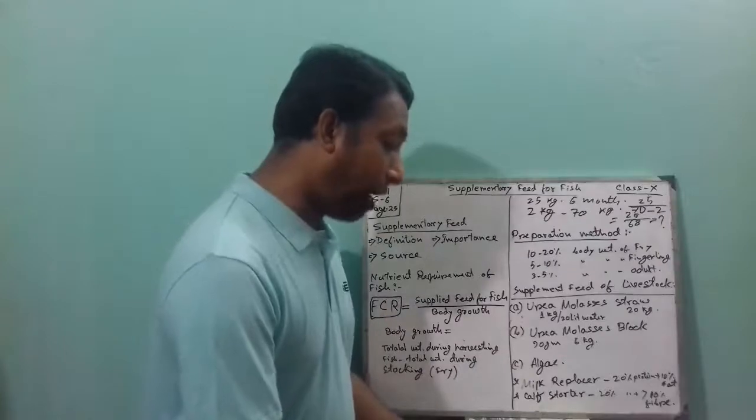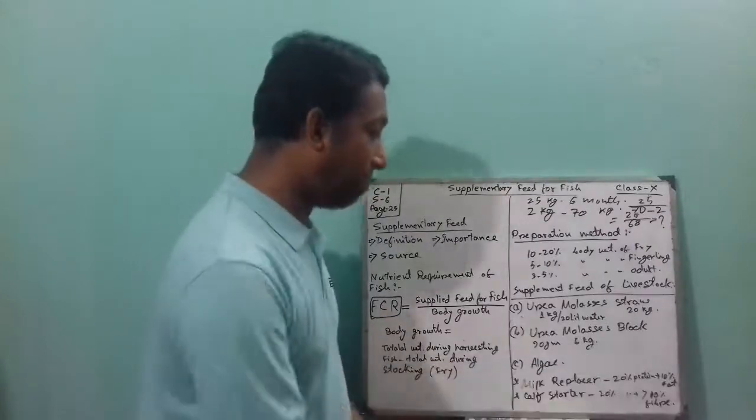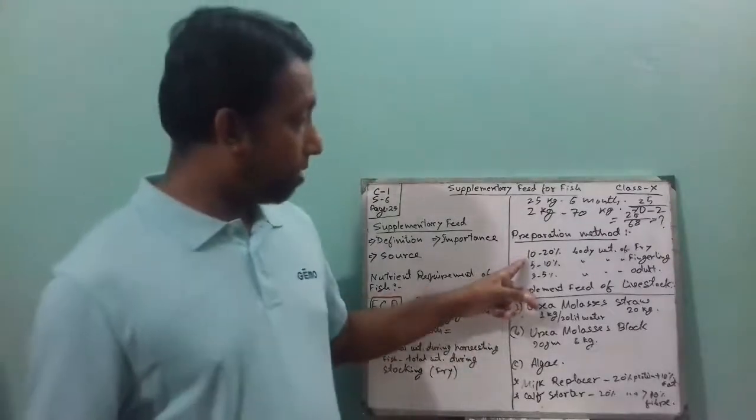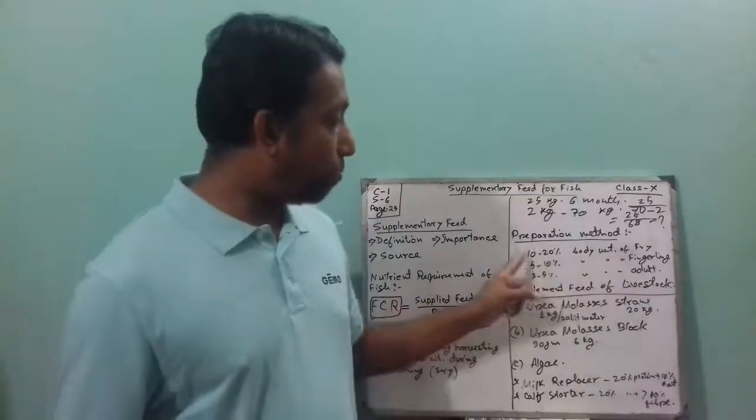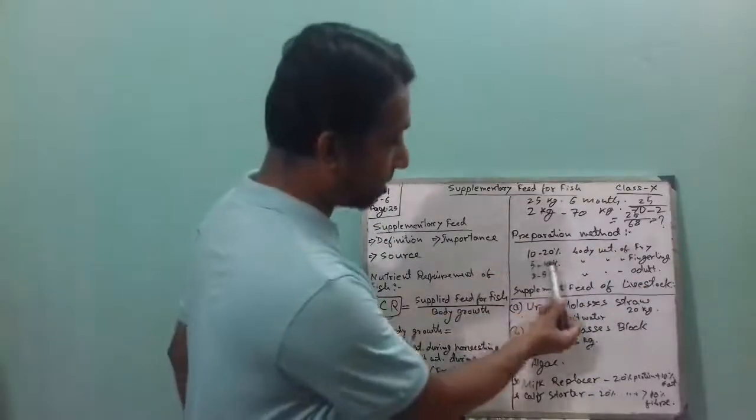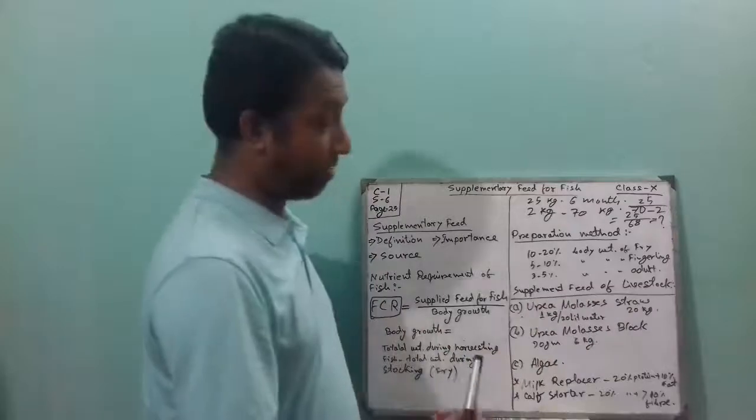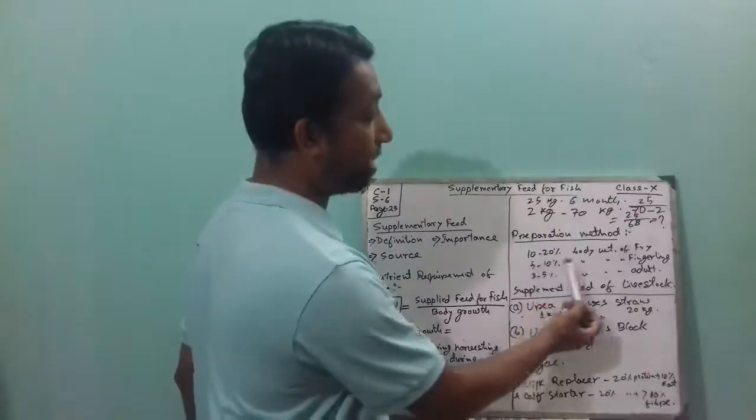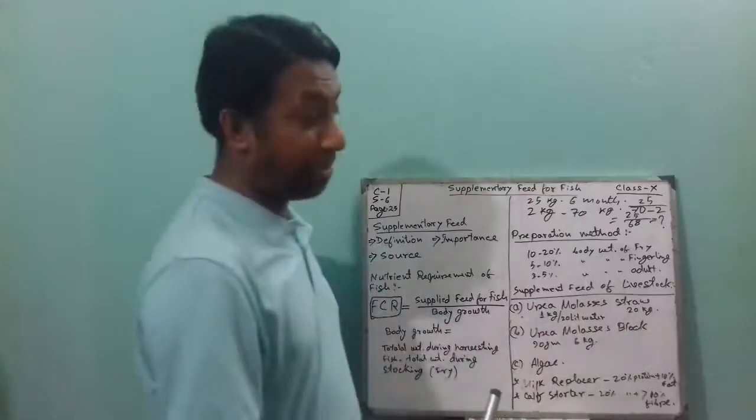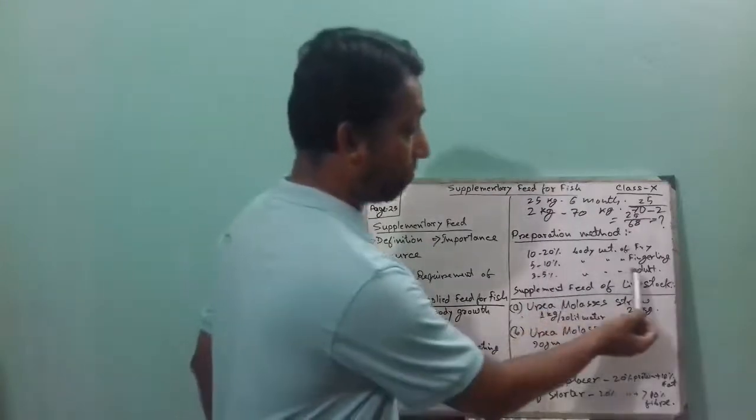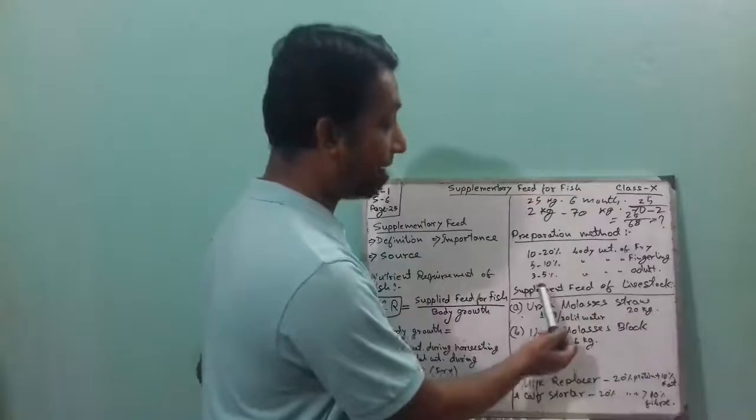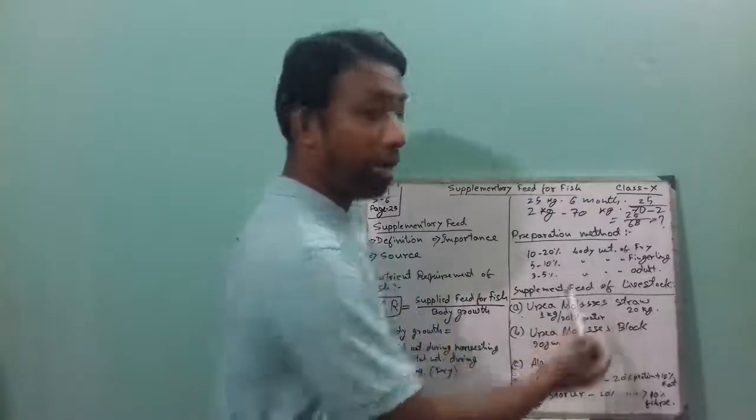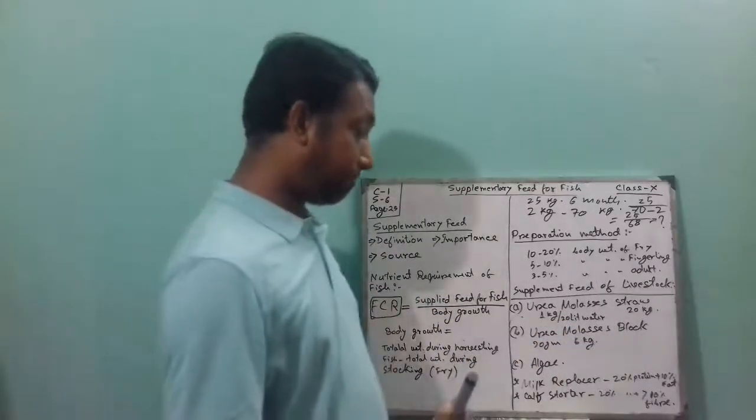And the second point is, have a look here. For fish fries, you have to provide 10 to 20% body weight of supplementary feed, for fingerlings 5 to 10% body weight, and for adults 3 to 5% body weight of supplementary feed.